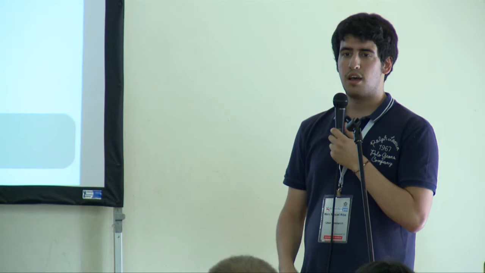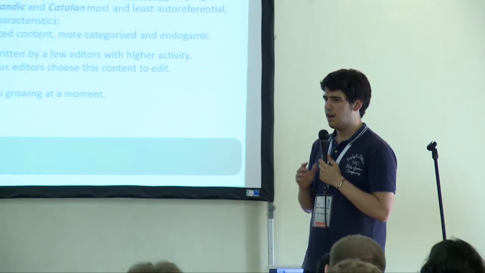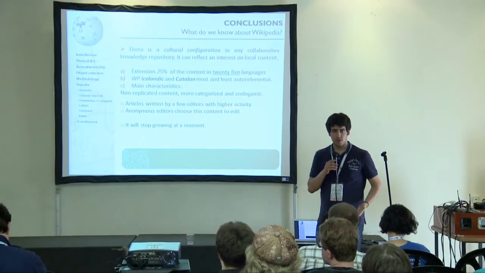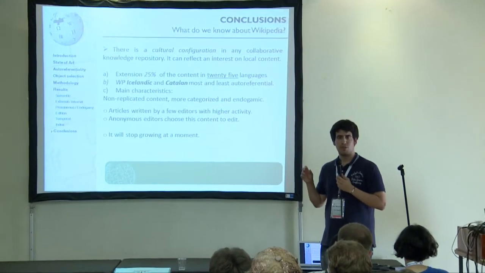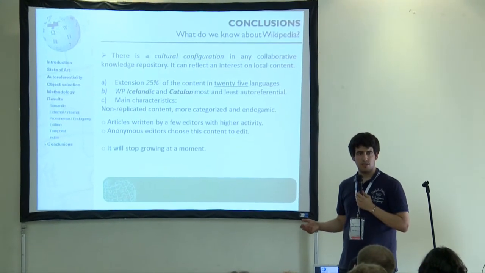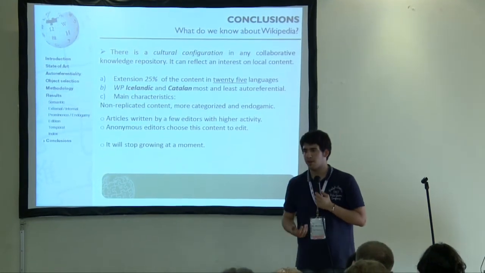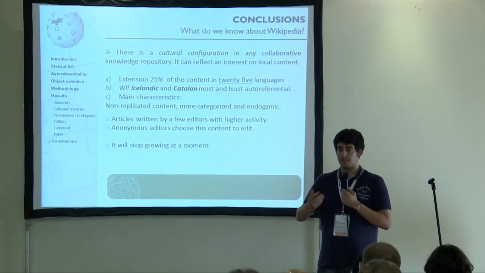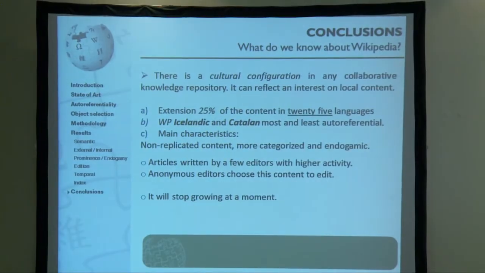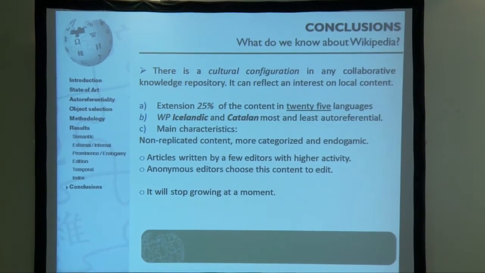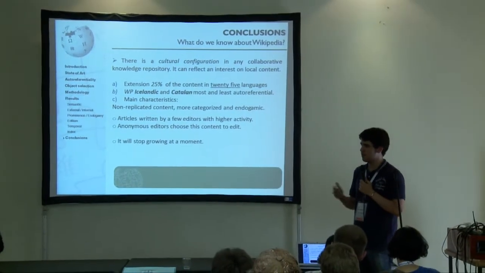So to conclude, I want to remark on this extension of 25% of content that is usually local content. I also presented this in a meeting for small Wikipedias, and they considered it shocking, because they had this permanent worry that they were writing a lot about themselves. But it also happens in other languages, like German, which is a big one. Icelandic and Catalan are the biggest and the smallest, so it's not related to the number of speakers or the size of the community.